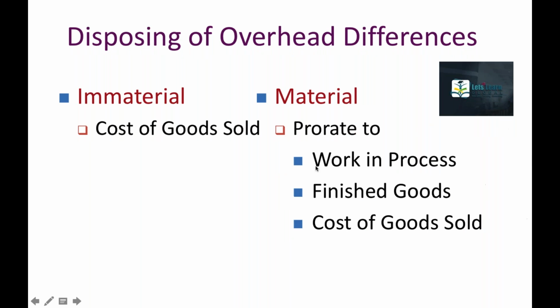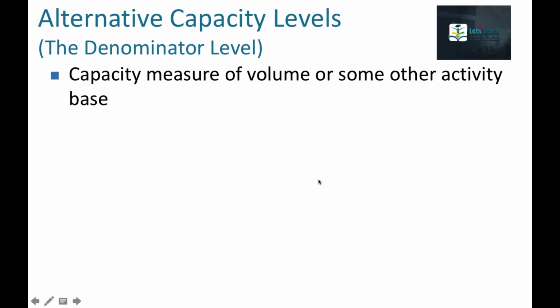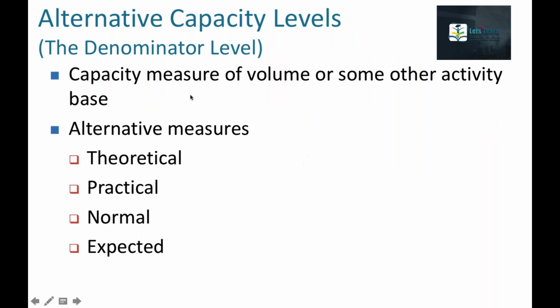Okay, very important, please. Now while you are calculating the denominator level, you arrived at, say for example, this dollar amount of budgeted fixed overheads divided by budgeted labor hours.